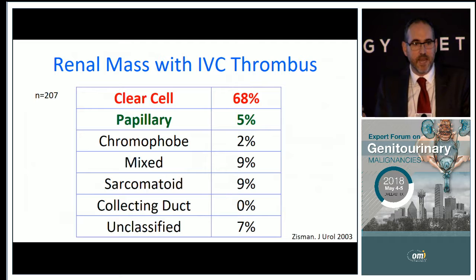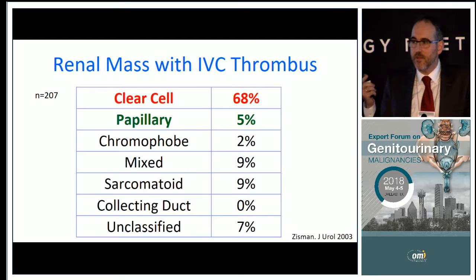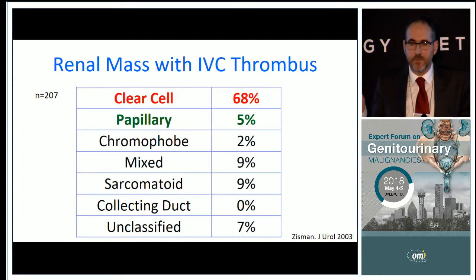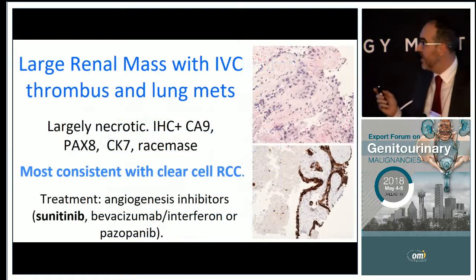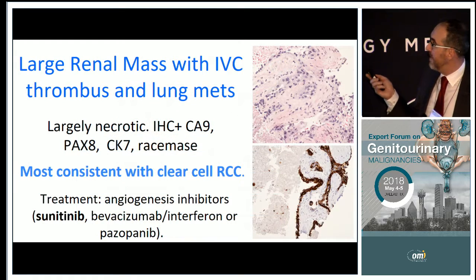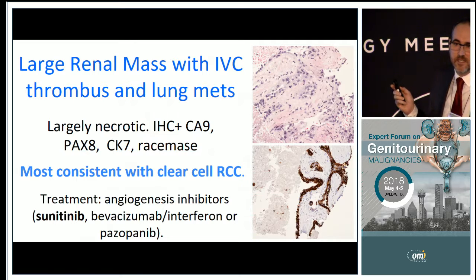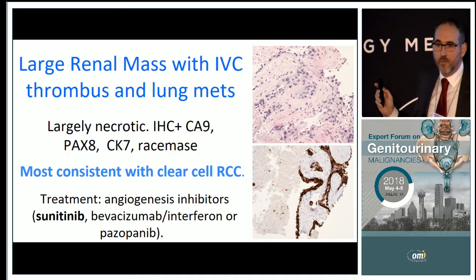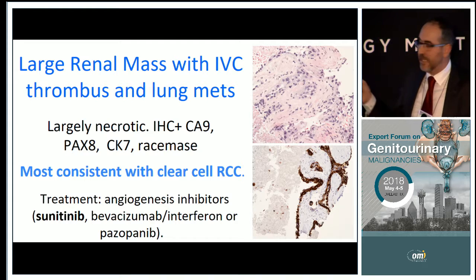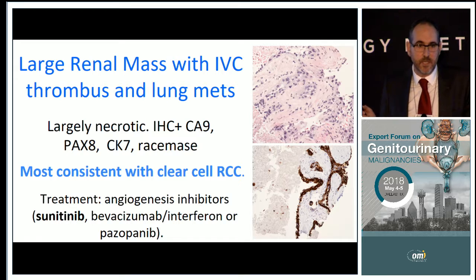If you have a patient with a mass and an IVC thrombus, and you don't look at anything else about this patient and you predict clear cell histology, you're going to be right 70% of the time. If you say papillary tumor, you're going to be right only 5% of the time. So here you have a case with a large renal mass, an IVC thrombus, and lung metastasis. It was biopsied. In the pathologist's defense, the biopsy wasn't optimal. It was a very small amount of tumor, as you can see here. But the best they could do was to call this advanced clear cell renal cell carcinoma, and the recommendation was to treat with sunitinib.